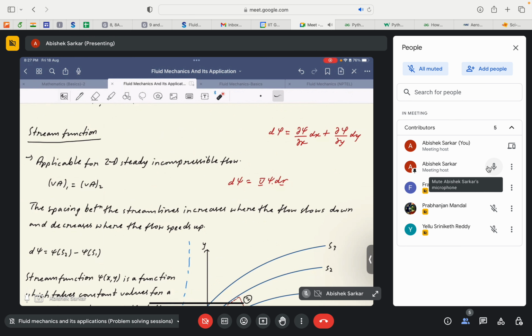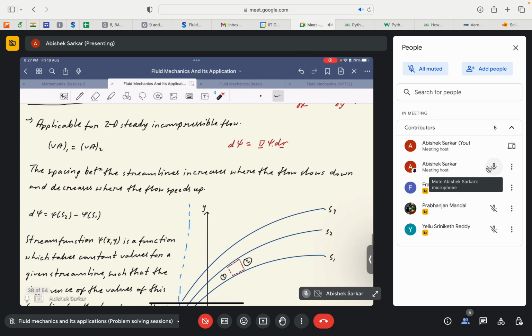Because given that the flow is 2D, steady and incompressible, given that these three scenarios are well satisfied, we can implement stream functions to solve that flow field. While we are defining it, we will eventually see how the stream functions help in simplifying our governing equations.